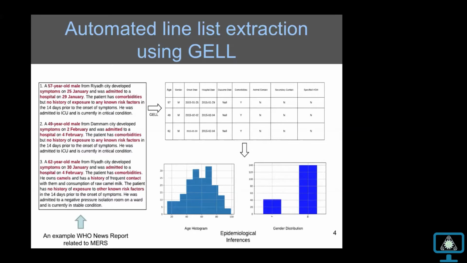And the goal of GEL is to come up with this table on the top right. And once you have the table on the top right, then you have a lot of information to be able to make plots like shown in the bottom. You can plot a distribution of the ages of the patients, the genders and dates and so on. So think of GEL as supporting this missing link to go from news articles to providing this information and going forward.